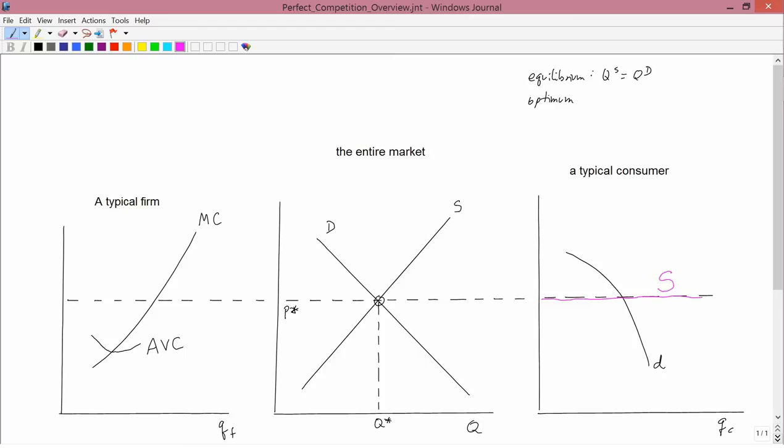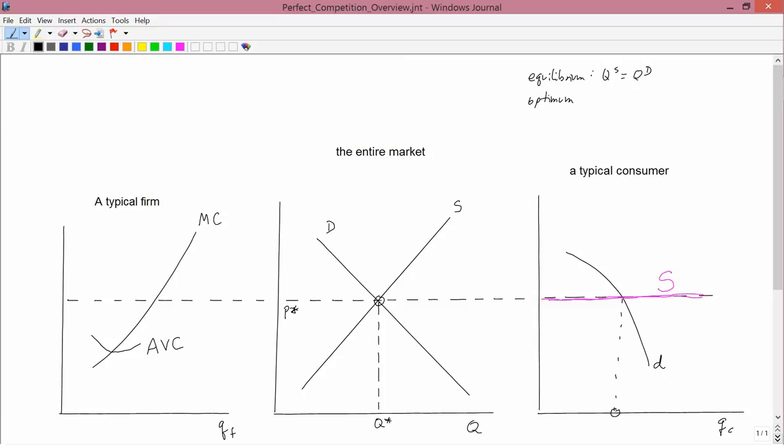The consumer thinks of the supply curve as being horizontal because he thinks of the price of corn as being fixed, that the price of corn is not affected by Q sub C. Nothing that he, the consumer, does is going to change the price of corn. Now, on the basis of this incorrect assumption, the consumer decides how much corn he's going to demand. And that would be here.